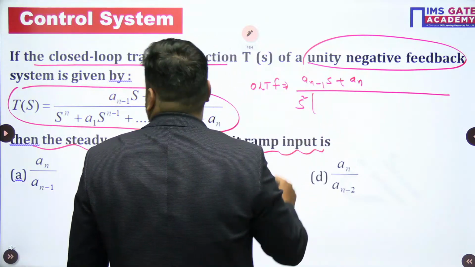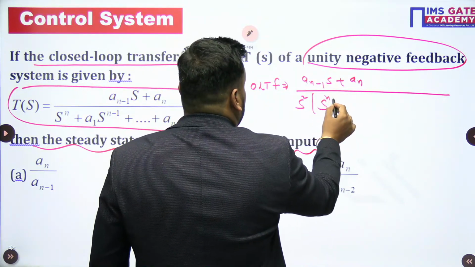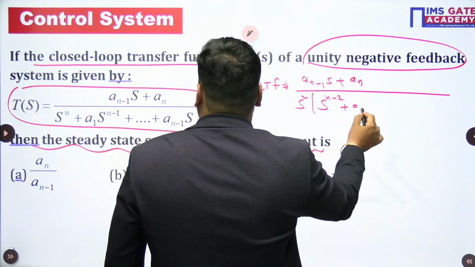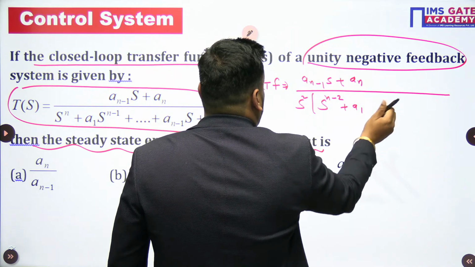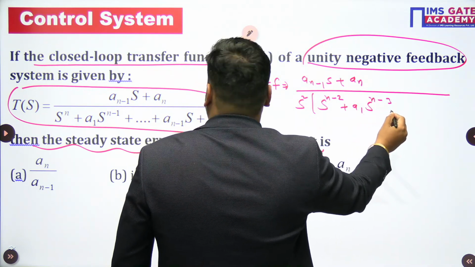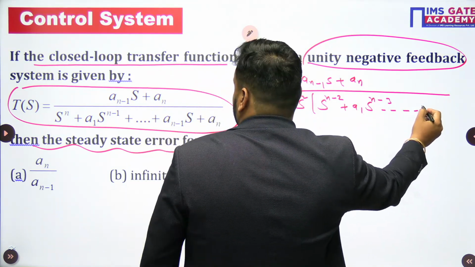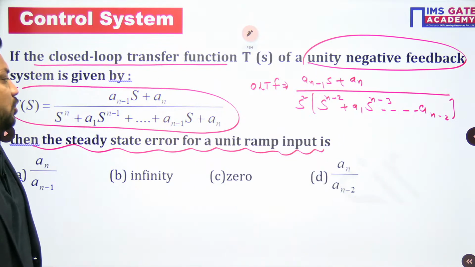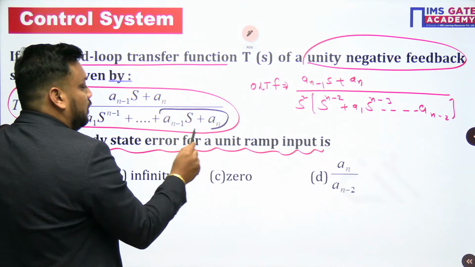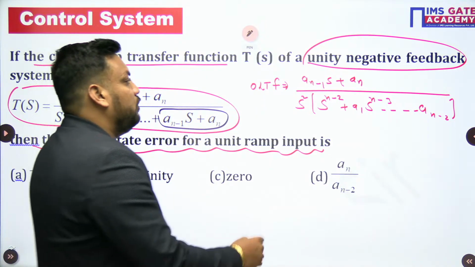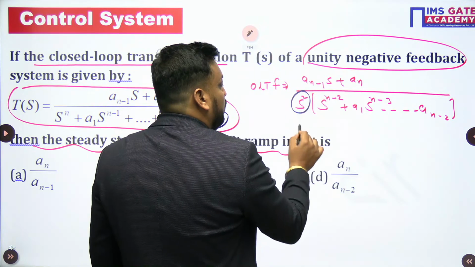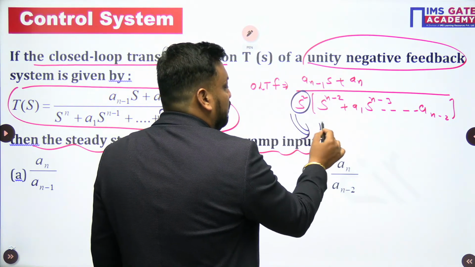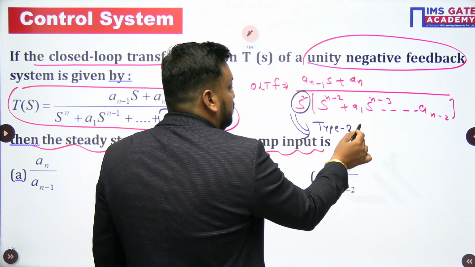S square throughout common. So here you will get s^(n-2) plus a1 s^(n-3) and so on, and the last coefficient you will get is a_{n-2} only. Why? Because this part is going to be subtracted. So don't you think, because it is OLTF, the number of open loop poles at the origin decides the type of the system. So the type of the system is nothing but 2.